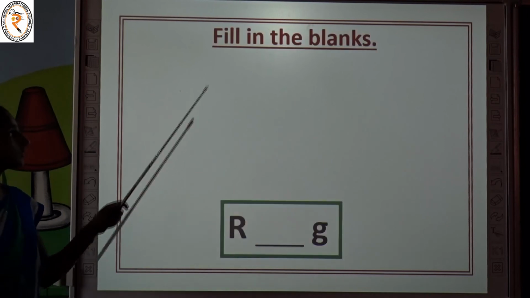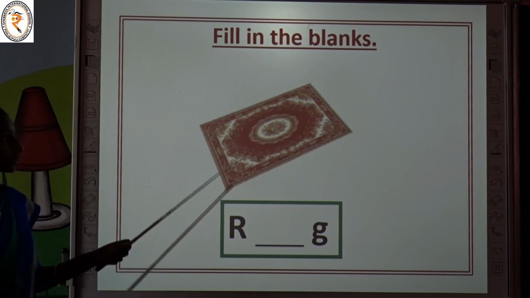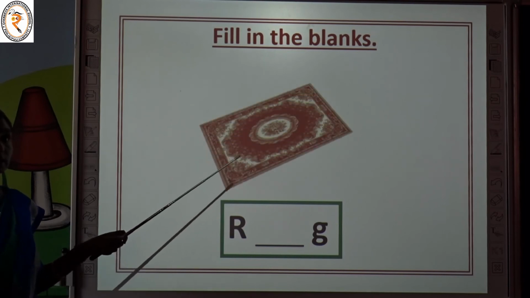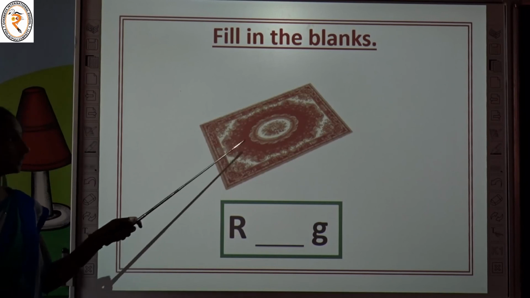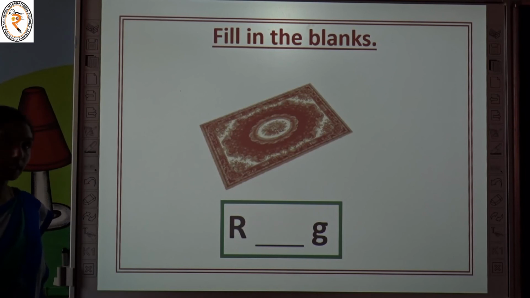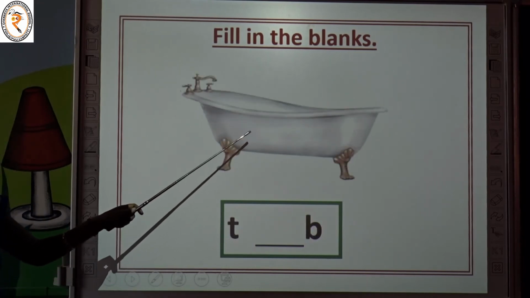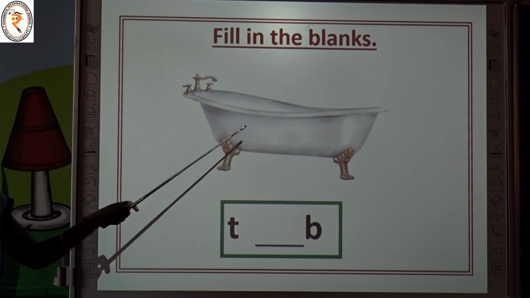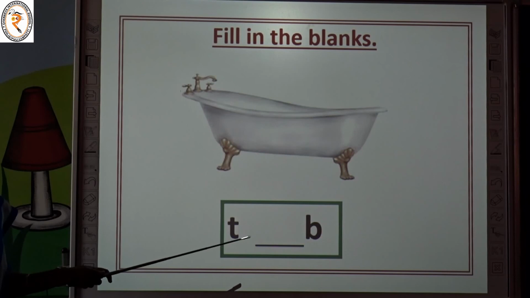In the first activity you are going to fill in the blanks. You have a picture clue. What is it, children? Can you name this? Yes, very good. Rug. It is a rug. Which letter is missing? Yes, U. R-U-G, rug. U is missing. Very good. Now see the picture. What is it? Can you name this? Tub. T dash B. Which letter is missing, children?